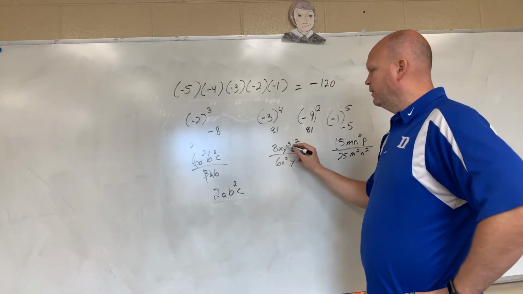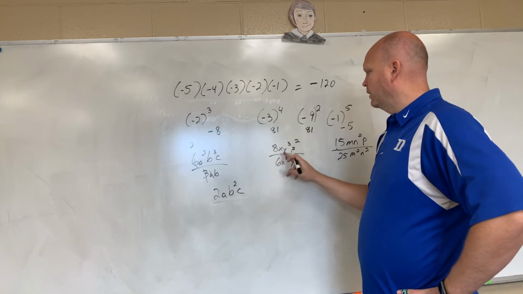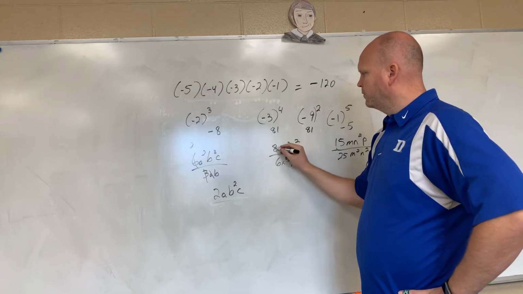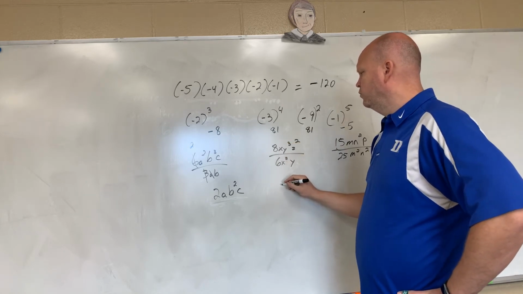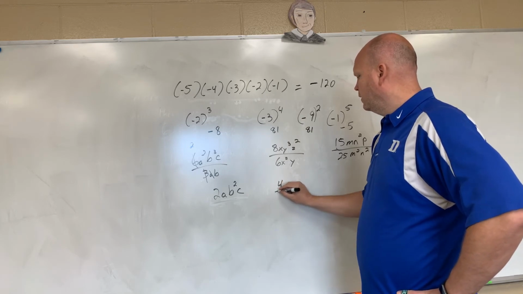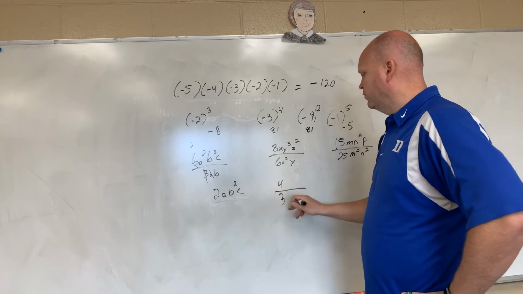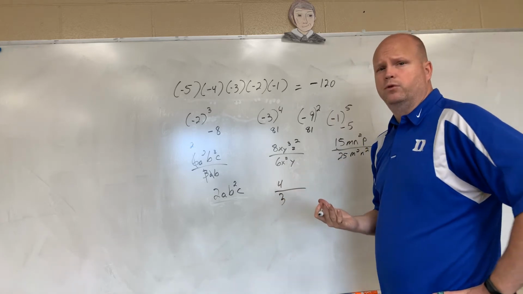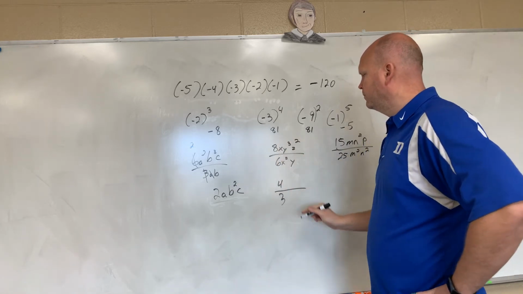Here's going to be a little bit different one because we're going to have some on the top and the bottom. So what goes into both 8 and 6? 2. So on the top we have 4, and on the bottom we have 3. There's nothing else that can go into them, so we can't reduce it. It's almost like you're reducing a fraction.